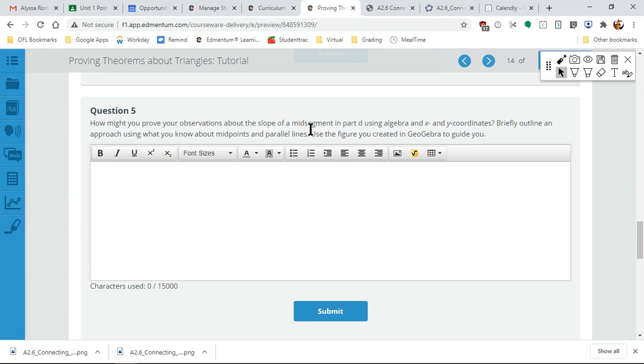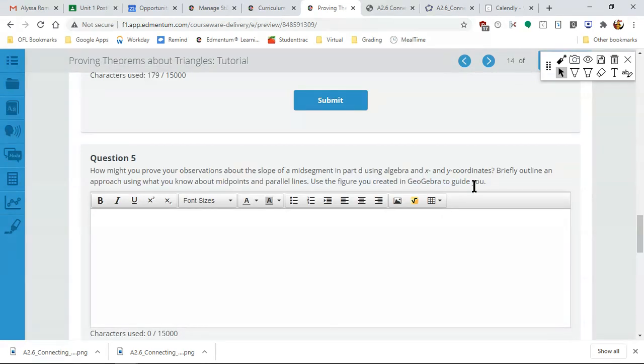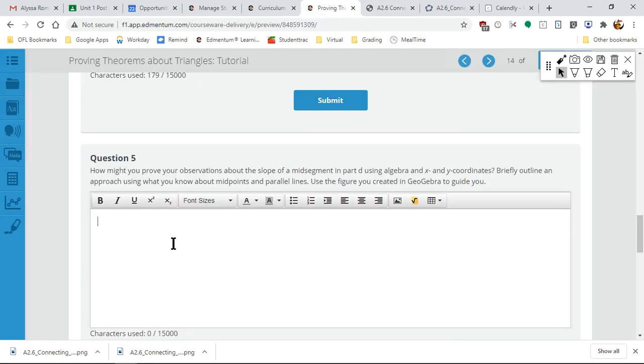How might you prove the observations about the slope in part D using algebra coordinates? Briefly outline the process. Find the figure created. So, how might you prove your observations about the slope of the mid segment? We want to prove that these are the same, so that this slope is the same as this slope. How do we prove that those are the same? Well, we need to take the coordinates. We would take two slopes.